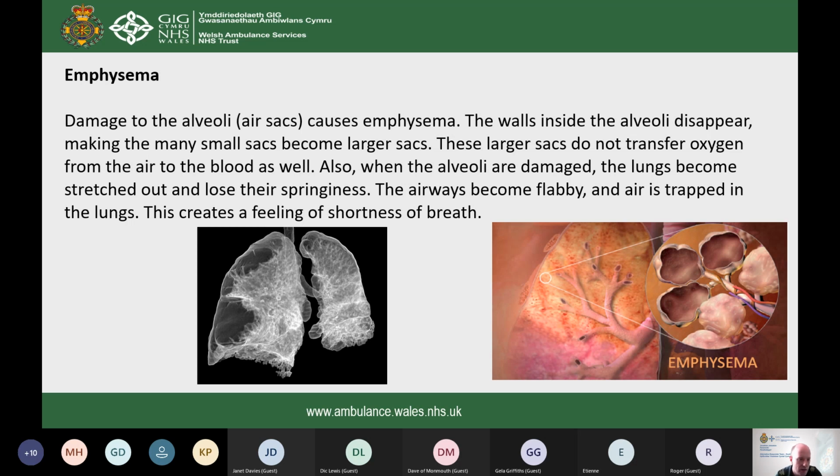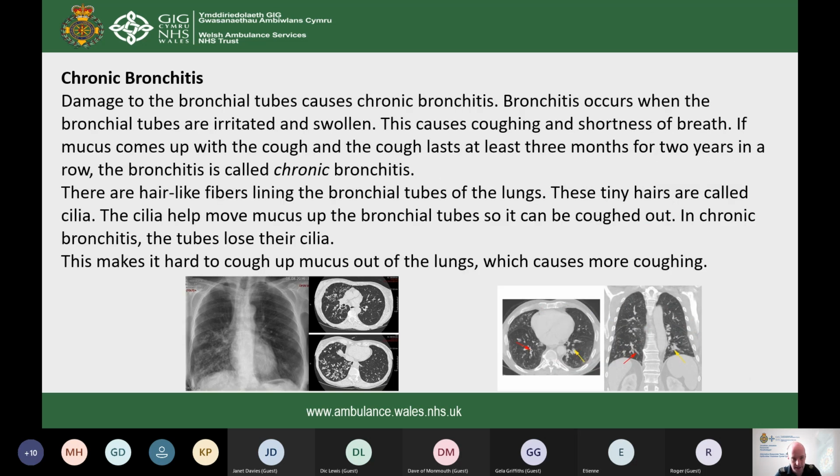Those two images, one is a CT scan of a very bad pair of lungs, and then you've got that little image there that shows the breakdown of it. So emphysema is a breakdown of alveoli, causing shortness of breath. Chronic bronchitis, like you've said, is the irritation and the inflammation of the bronchial tubes. So that will cause coughing and shortness of breath.